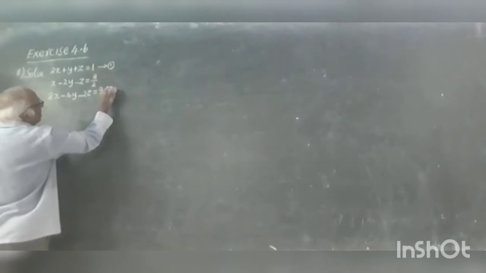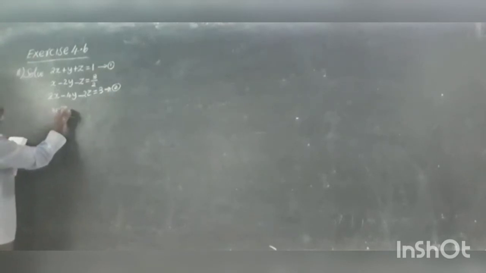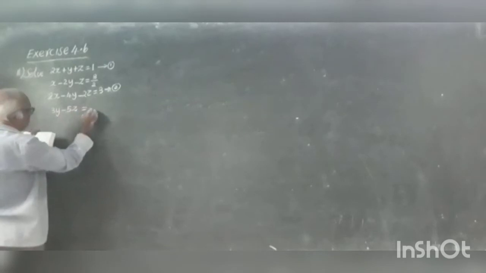This is the first equation, this is the second equation. In the third equation there is no x, it is 3y minus 5z equal to 9.